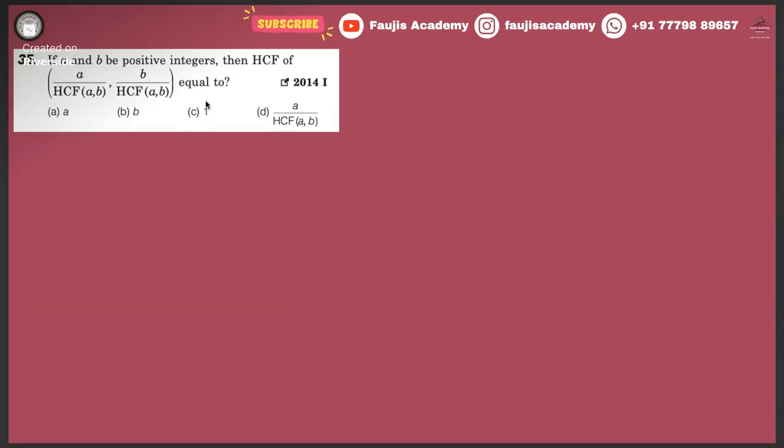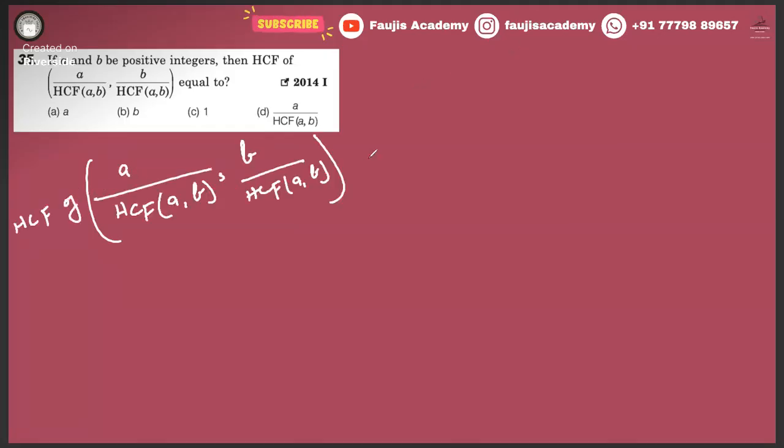So if A and B are positive integers, then HCF of... Tell me, what have you found out? What is this? This is a function. And what is a function? A function is like a machine. You put in tomatoes, potatoes, and then gold comes out. That's how Rahul Gandhi has described it. A function is a machine. You put in something and something else comes out.